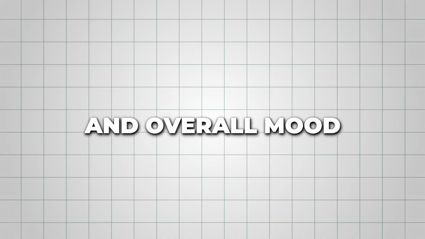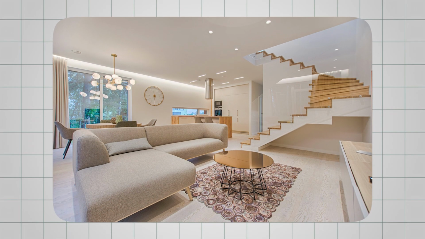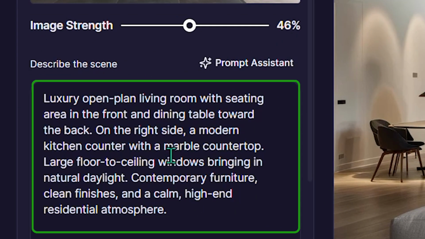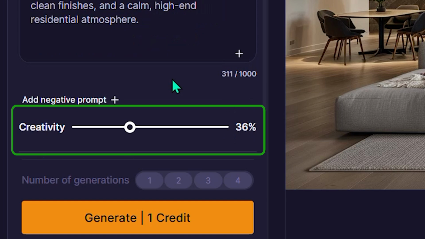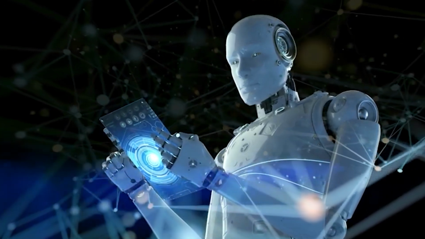Once that's done, Rendair handles the heavy lifting, enhancing materials, lighting, and overall mood, and turning a rough model into a polished, high-end interior. After uploading the model, you write a scene description. For this example, I used this. For this feature, I usually set the creativity slider around 35 to 40%. The model already gives the structure, so the AI can focus on realism and polish. You can also add reference images if you want a specific style, but even without them, the results are impressive.